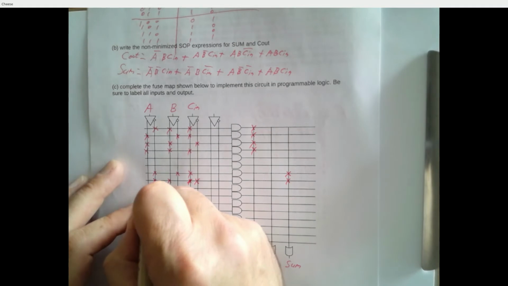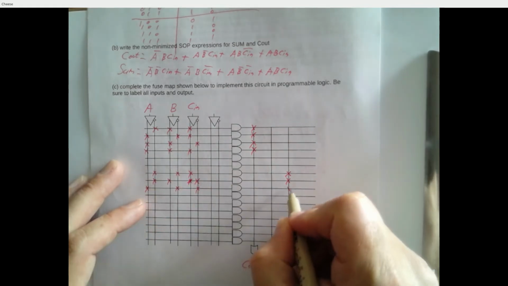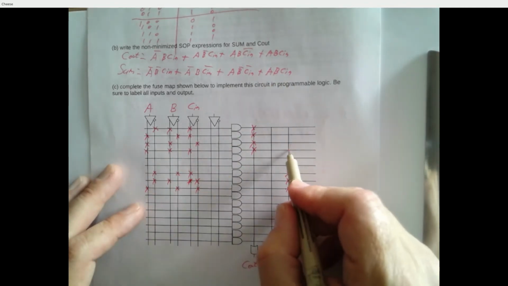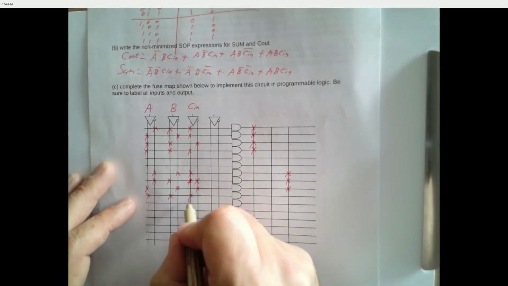A, and you can always wipe out the whole line and just start a new one. And then A, B bar, C in bar. And then A, B, C in, we've got that up here, so we could tap into that right here if we wanted, or we could make another row, since we've already got hardware. So you can do that, or you could just put an X right here. And there's a fuse map for a 1-bit full adder.